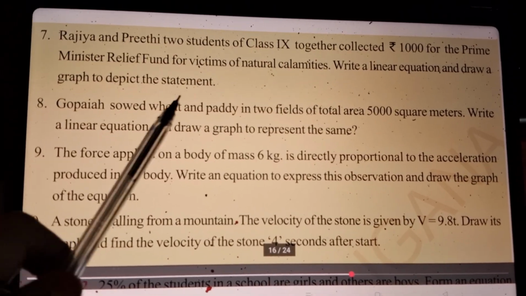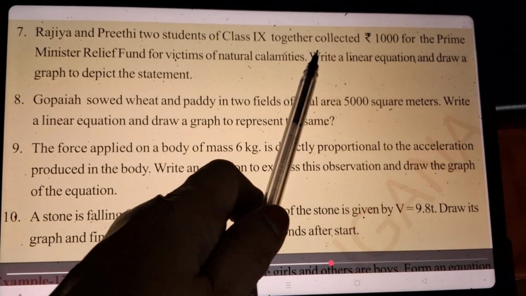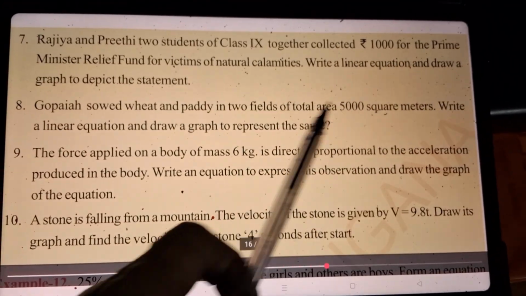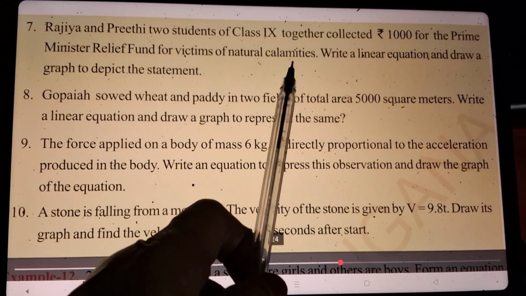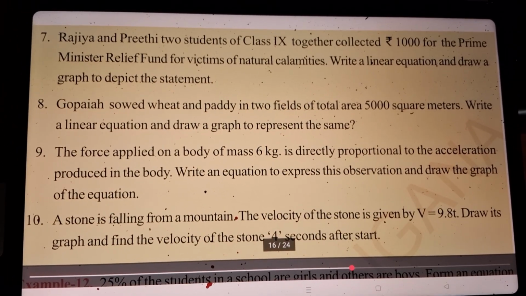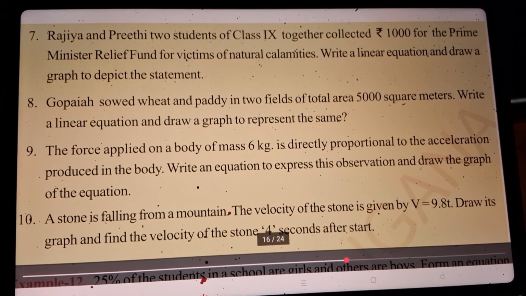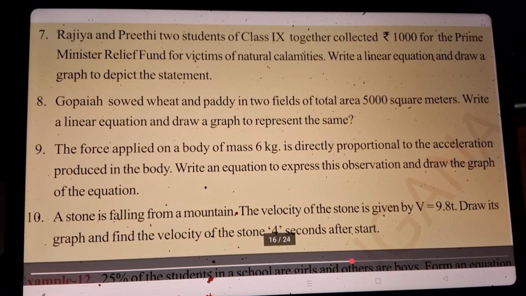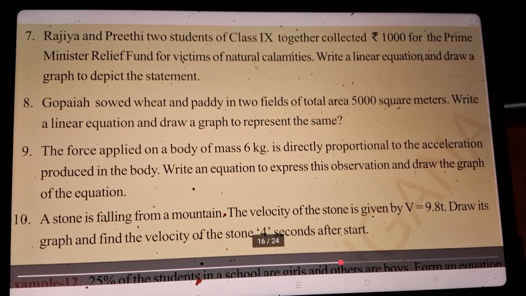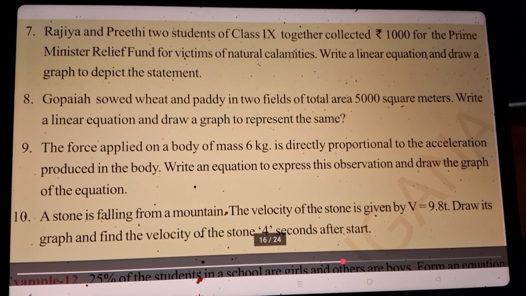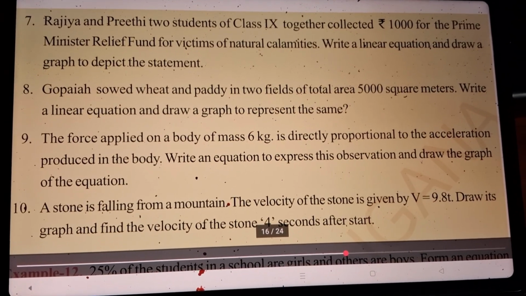Rajaya and Preeti, two students of class 9, together collected 1000 rupees for the Prime Minister's Relief Fund for the victims of natural calamities. Natural calamities may be earthquakes or floods and all. So for those people's sake, they have donated 1000 rupees. Together they have collected that amount.